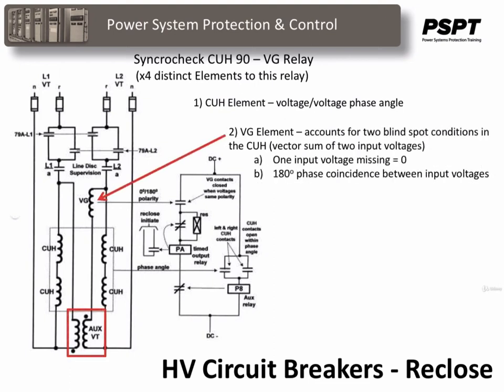The VG element is where the phase angle between 2 input voltages is measured, and if that angle is 180 degrees, or one of the input voltages is equal to 0, the CUH element remains in a non-picked up state. The VG element is designed to respond to the vector addition of 2 input voltages, V1 plus V2.